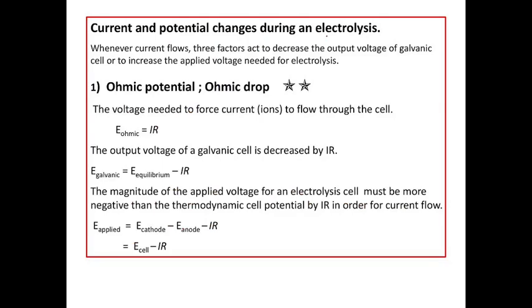Then current and potentials during electrolysis. Ohmic potential we have already discussed, I will not discuss it again and again. V is equal to IR. So finally, the potential of your cell will be E equilibrium, which is calculated by the Nernst equation, minus IR. It is also E right minus E left, or E cathode minus E anode, minus IR. So finally E applied will be E cell minus IR. It is already discussed, so I think it is clear.